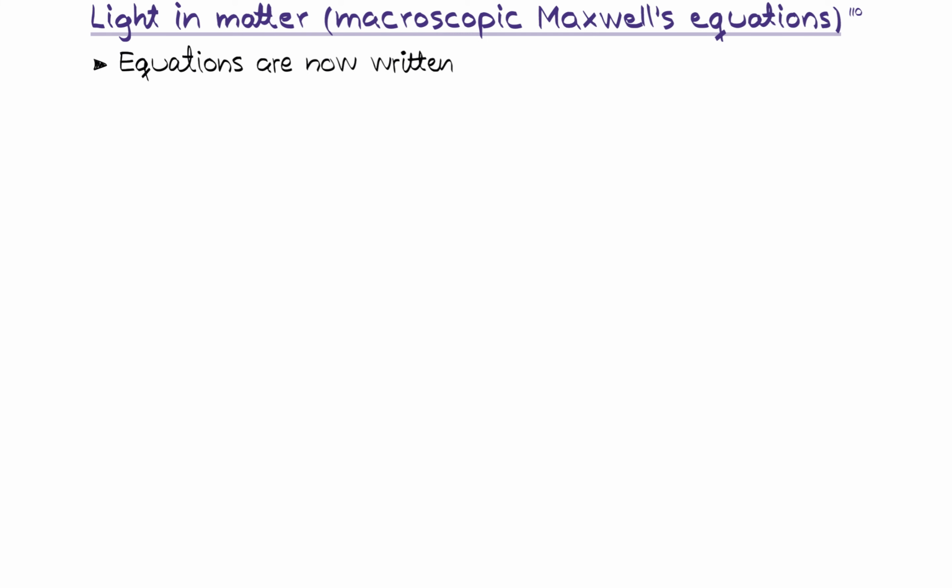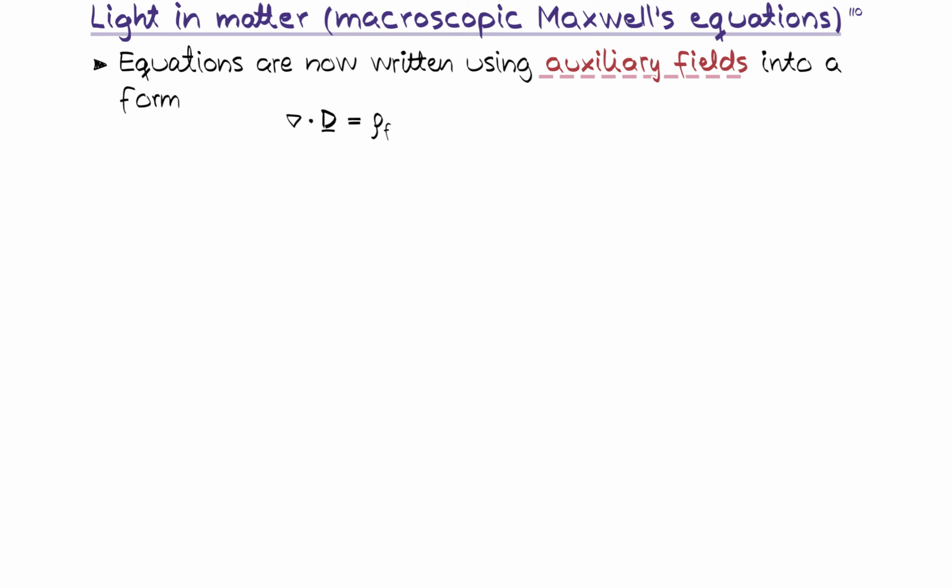So I will now get started. I will show the equations, and I will write them down using so-called auxiliary fields. I will define them later, but the equations, the Maxwell's equations, now look like in this formulation that I have the divergence of a D field. This is known as the electric displacement field, and this equals to so-called free charge density rho f.